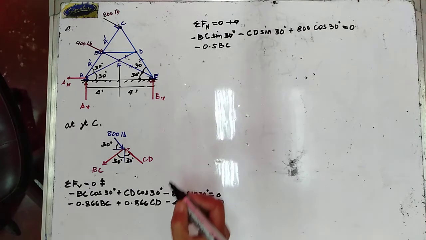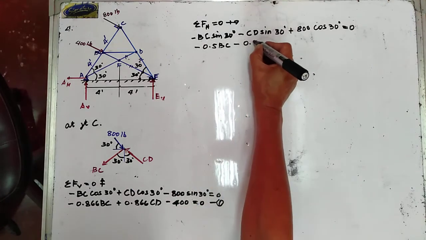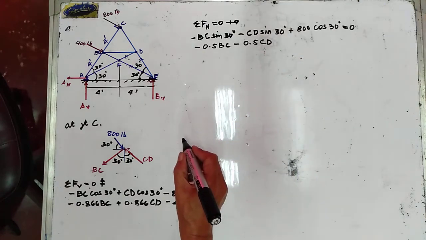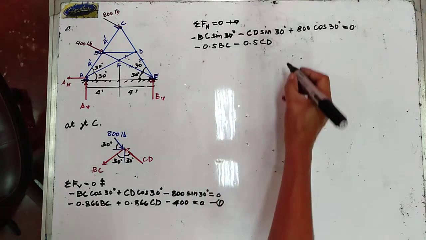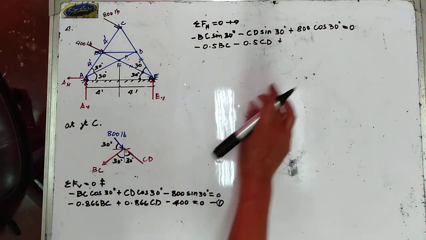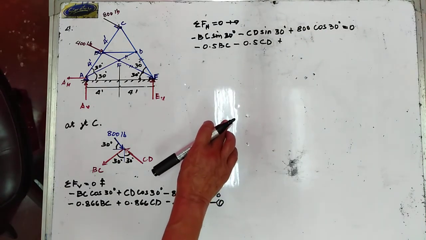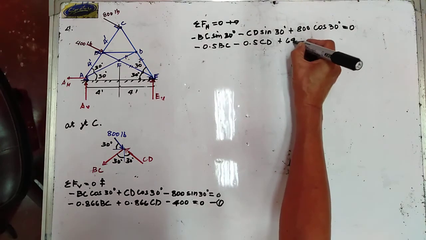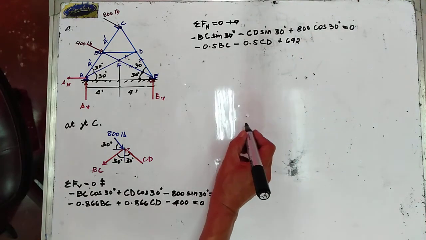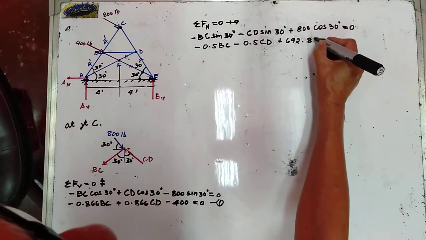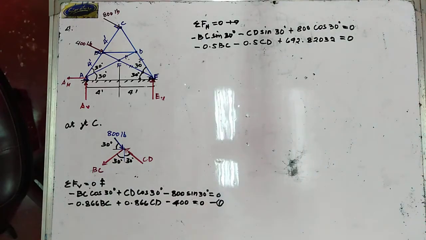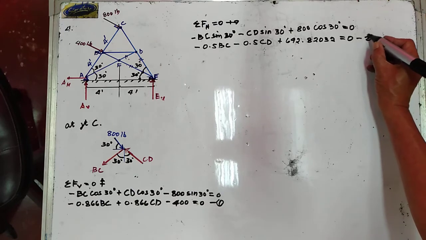So we have BC minus 0.5 CD plus 800 cosine of 30 degrees, which is equal to 692.82032. And that one is equal to 0. So this is now your equation 2.